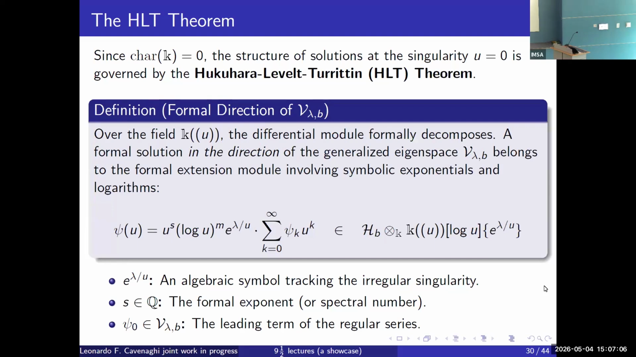So we're going to try to guess solutions for your quantum differential equation, departing from an ansatz like that. And it means that in the direction of this generalized eigenspace, the exponential term here will be of this form. We also have a rational number here, called the formal exponent. And this is the idea: let's look for solutions to this quantum differential equation by ansatzes like that.